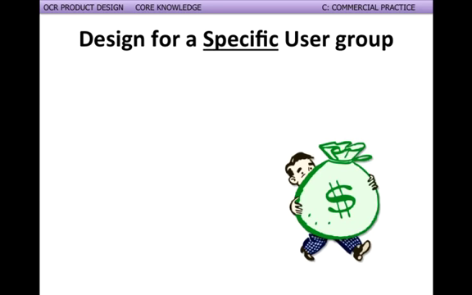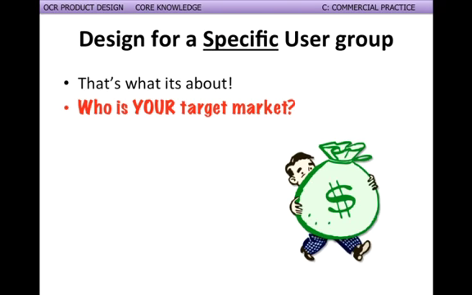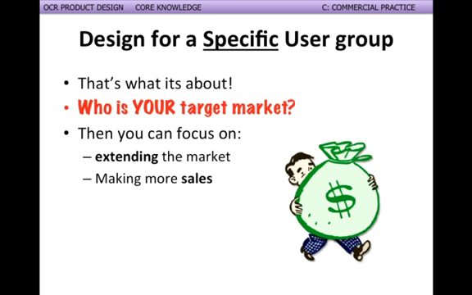So taking that in mind, if you're designing for a specific user group, that's going to improve your chances of actually selling a product. So you've got to think very, very carefully about who is your target market. Who are you aiming this product at? Who are you going to find out a little bit more about? Once you've got a target market, then you can focus on extending that market. So once you've actually got your claws into a group of people and you've sold them some things, you can then start to expand your market. You can sell that group of people more things, or you can start expanding your target market so you can sell more things to those people.